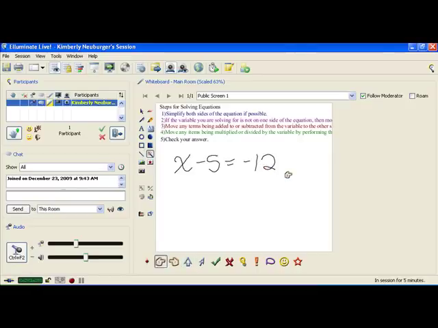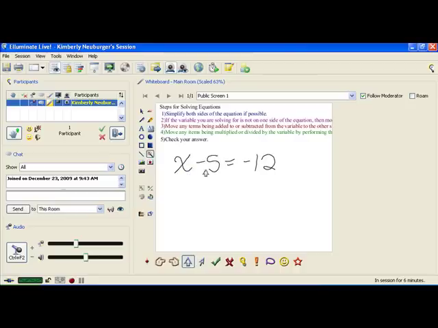So then we take a look at the third step, and the third step is to move anything being added or subtracted to the variable. Now, if you look at this, notice that our x is here and we're subtracting 5. So we have that situation happening. So the first thing we're going to do is this step number 3. And that's the first thing that this equation needed.